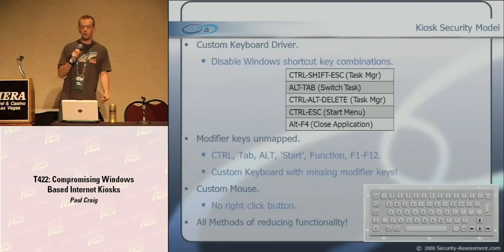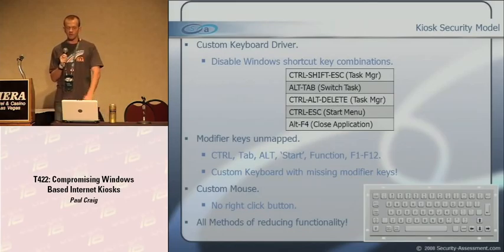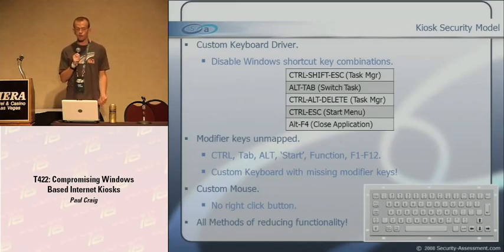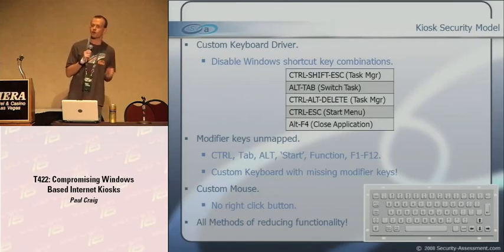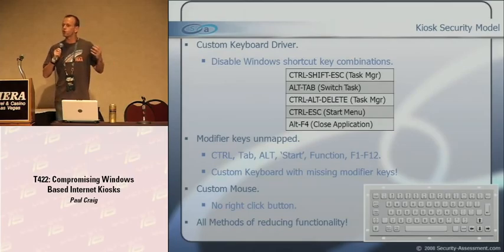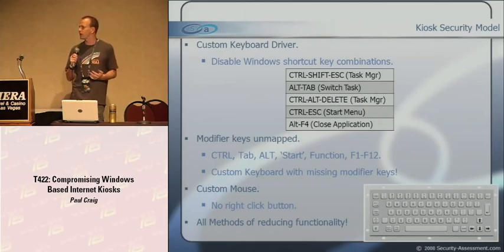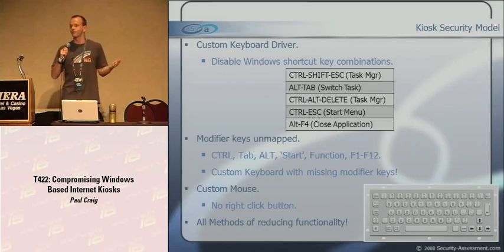Now, the kiosks also implement a custom keyboard driver. So they disable all the Windows shortcut key combinations. So if you try and do things like Control-Shift-Escape to try and pop up the task manager, or Alt-F4, you'll find that the modifier keys are actually unmapped. So Control, Tab, Alt, Start, the function keys, they don't exist. They don't work. You'll find you have a custom mouse. So you don't actually have a right mouse button. You only have a left mouse button.